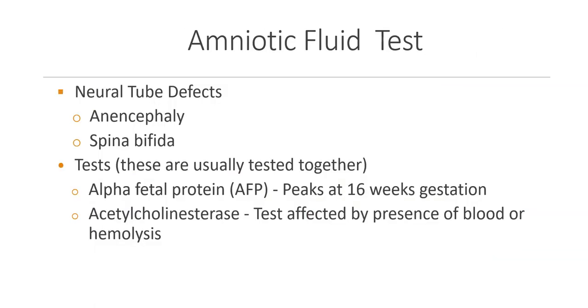A neural tube defect is an opening in the spinal cord or the brain cavity that occurs during the first couple weeks of development of the fetus. Neural tube defects are one of the most common birth defects, occurring in approximately 1 in 1,000 live births in the U.S. Fetal neural tube defects such as anencephaly, where the baby has no brain, or spina bifida, where the spinal column is outside, will cause an elevated alpha fetal protein, or AFP, in both the amniotic fluid and the mother's circulation.